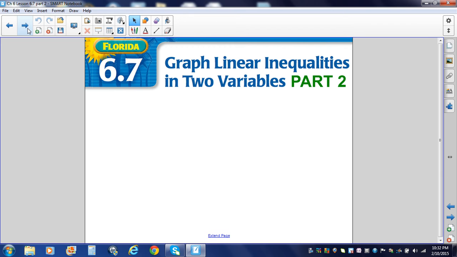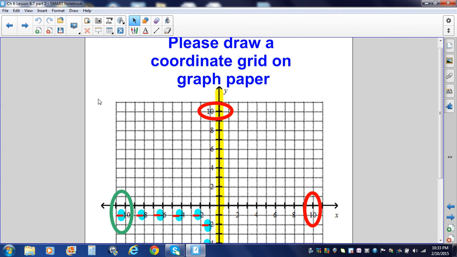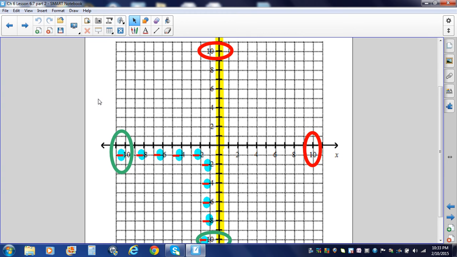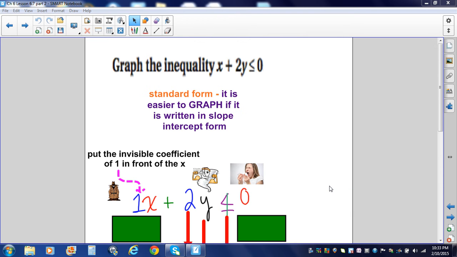Today's podcast is going to be on lesson 6.7 again. This will be lesson 6.7, part 2, as we continue to talk about graphing linear inequalities. If you would, please draw a coordinate grid on a piece of graph paper. We are going to graph the inequality x + 2y ≤ 0.